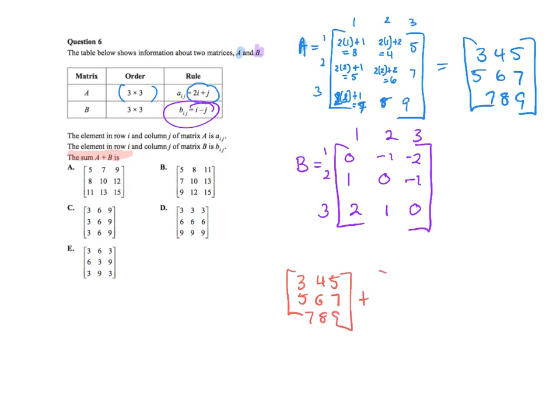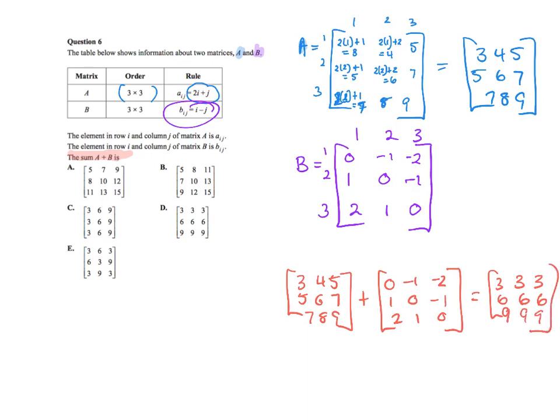And then you're going to add this one. So do you remember how to add? You just add the same elements. Remember that? We'll do that later. But here you go. So 3 plus 0 is 3. 4 minus 1 is 3. 5 minus 2 is 3. 5 plus 1 is 6. 6 and 6. And then this one is, what's that? 9, 9 and 9. So the answer was D.